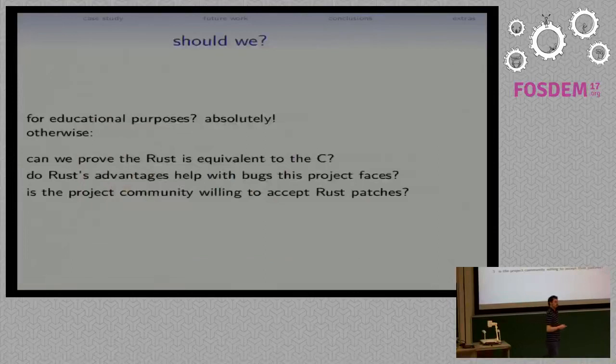I'm going to suggest some principles here. First of all, if you just want to translate something from C to Rust in order to learn something, by all means, absolutely do this. It is an excellent exercise. You will learn a ton. I highly recommend it. I have certainly learned a ton just building Corrode.